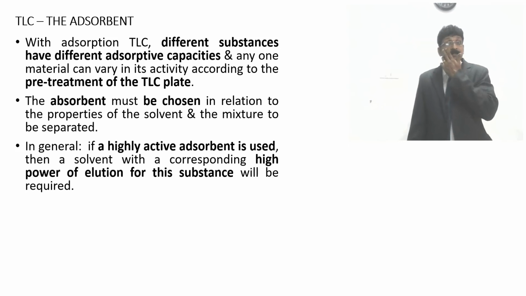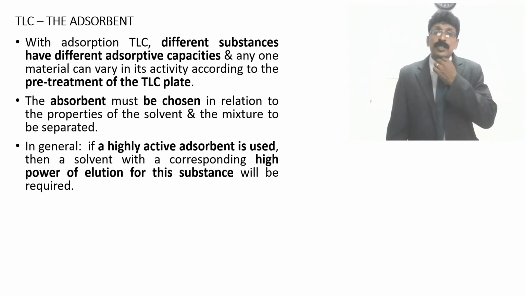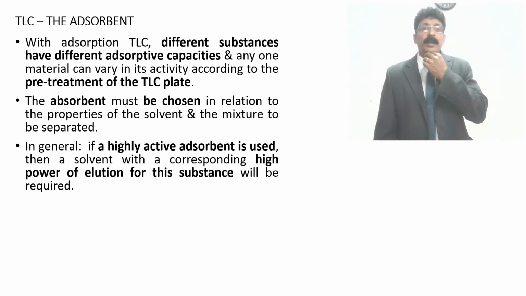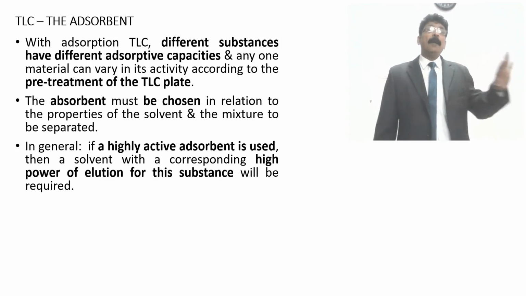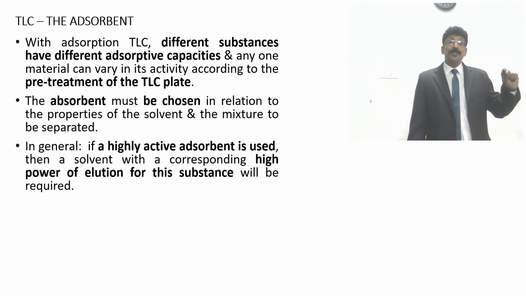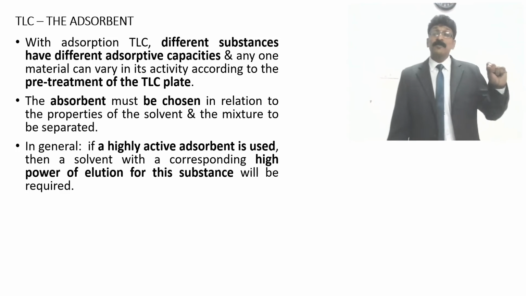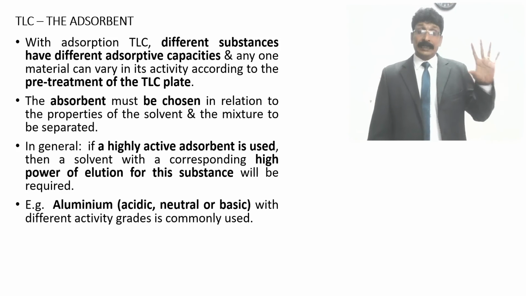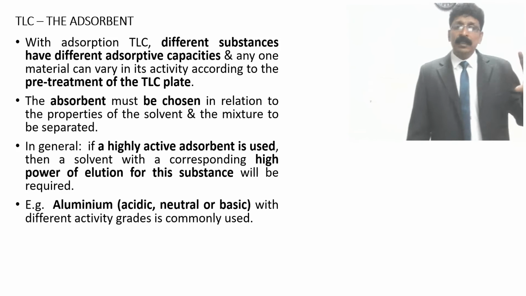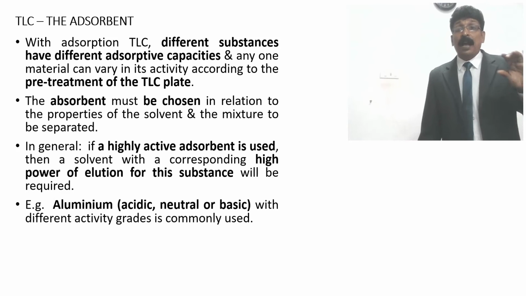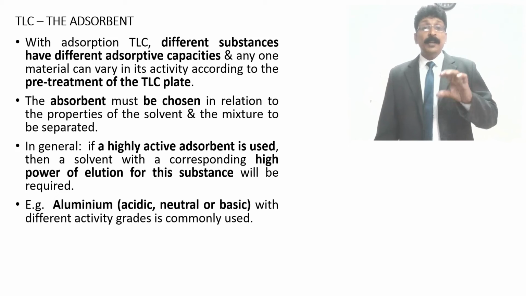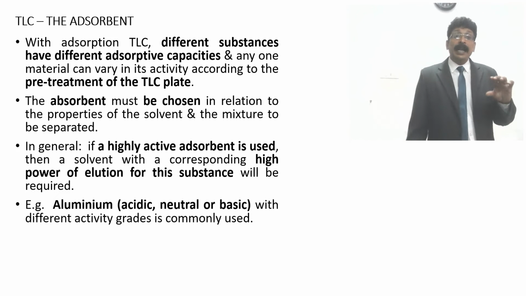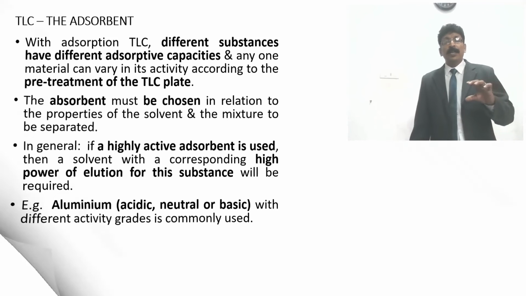In general, if a highly active adsorbent is used, then a solvent with a correspondingly high power of elution from this substance will be required. Example, aluminium. It has different categories of acidic, neutral or basic, with different activity grades commonly used.